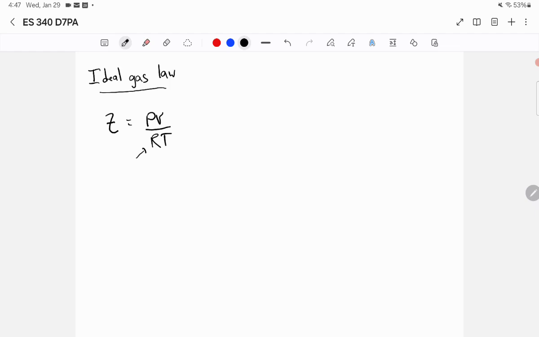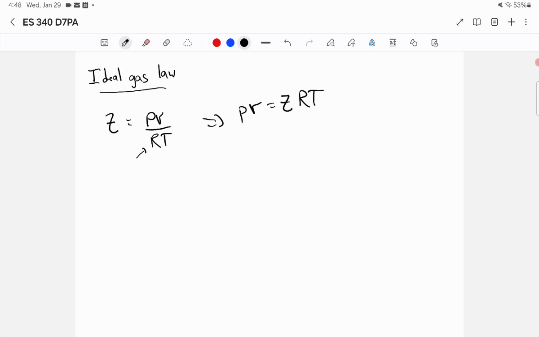Now remember, this is not your R from your chemistry class. We're going to have to get used to the way that this book's notation works, whereas the R with a bar over the top is the R from your chemistry class. So just keep that in mind. However, what we're going to do is peel apart what Z is. We can also rewrite this in a different form, a more familiar form probably for many of you: PV is equal to ZRT.